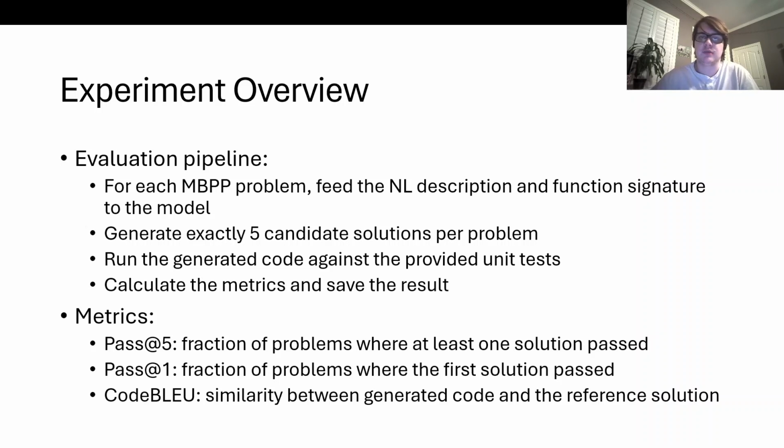So what are the metrics that we're going to be using? We will be using pass@5, which is the fraction of problems where at least one of the 5 solutions passed. So the other 4 could fail, and it doesn't matter. It will still count. Then we have pass@1, which is the fraction of problems where the first solution passed the evaluation. This is equivalent to saying it worked on the first attempt.